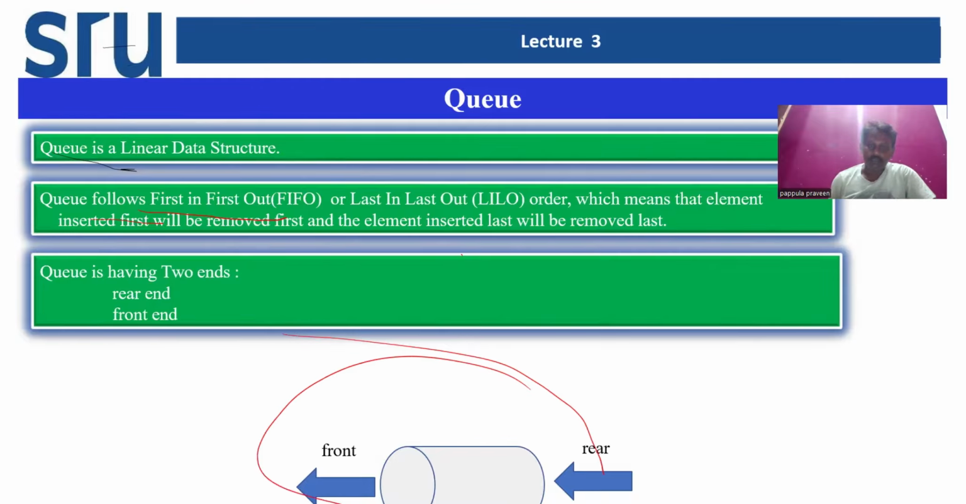For example, this is the box you observe here. In this one, we are inserting elements. We have two endpoints: one endpoint is called front, another endpoint is called rear. We remove the elements only through the front point. If we want to insert elements, we use the rear. So the queue contains two endpoints, front and rear. This is the symbolic representation of queues.